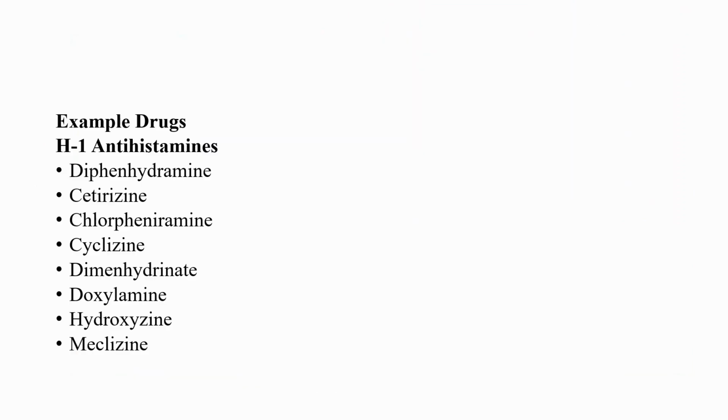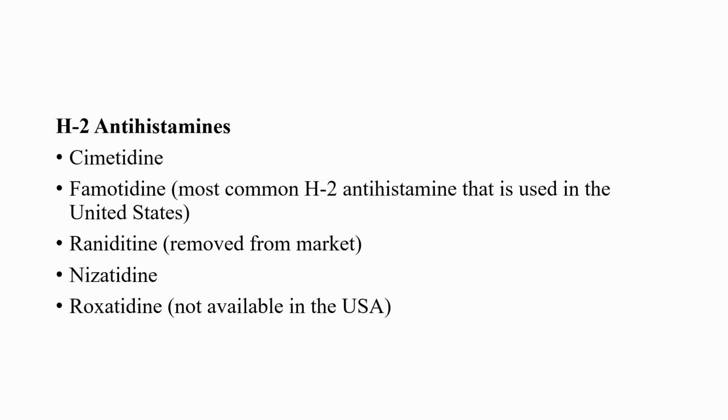Next is examples of the drugs, that is what we have discussed, H1 antihistamines. There are generation 1 and generation 2 drugs. Then H2 antihistamine drugs, which are acting on the gastrointestinal system. So that is cimetidine, famotidine, ranitidine, nizatidine and roxatidine. So these are the different categories of drugs, but ranitidine is now removed from the market, and these are all the drugs which act on the gastrointestinal system.